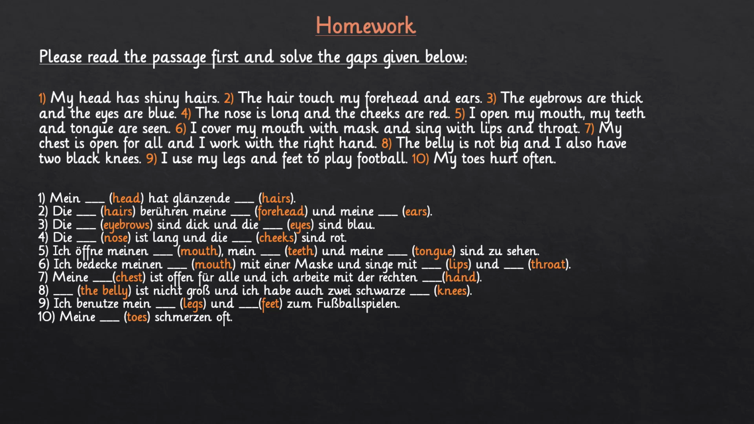Now you just have to read the passage carefully and have to answer all the gaps you can see here. For example, mein dash in bracket hat glänzende dash in bracket hairs. So it means my head has shiny hairs. Here in bracket we have given head. You have to memorize the meaning of the head in Deutsch. So mein Head, it means Kopf. Mein Kopf hat glänzende hairs.